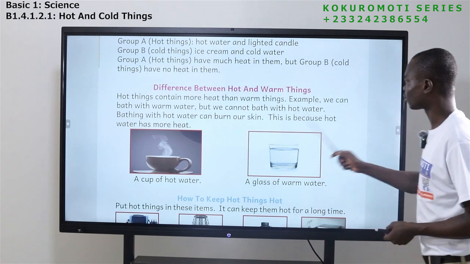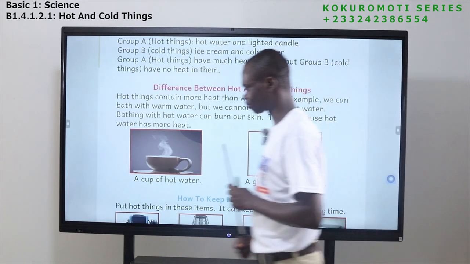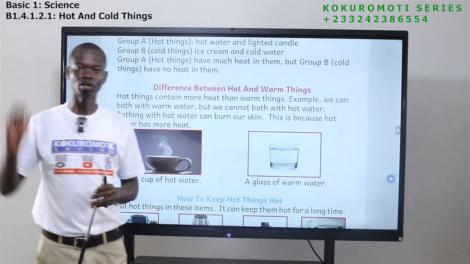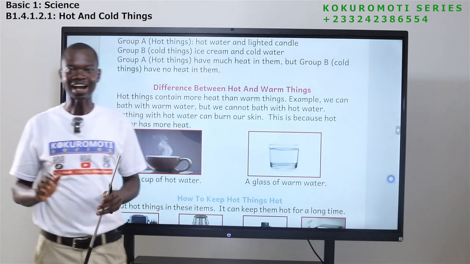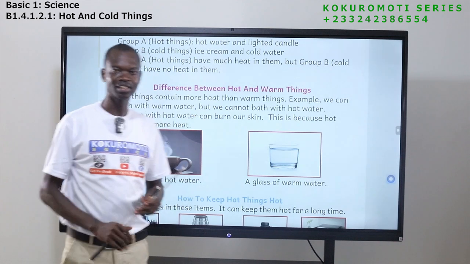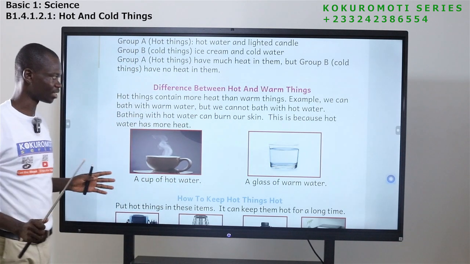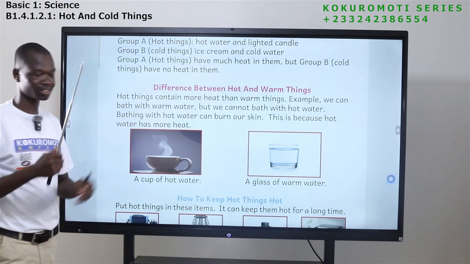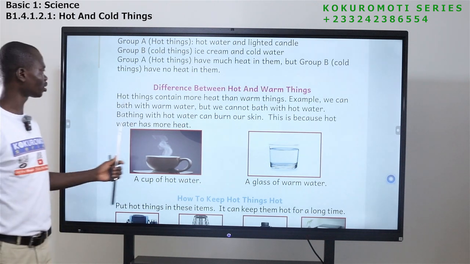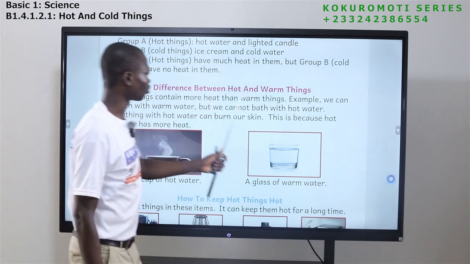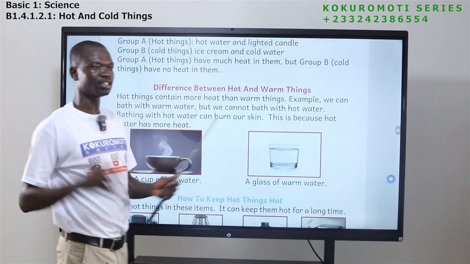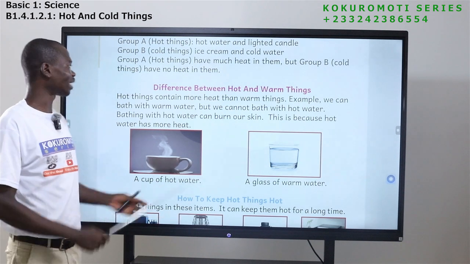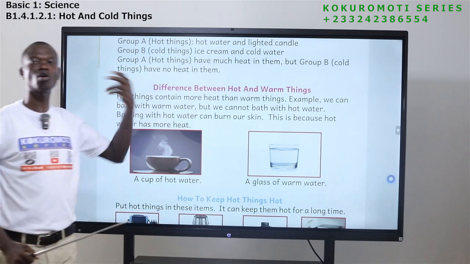Now let's come to this side: difference between hot and warm things. Now listen to me. The words hot and warm are two different words. Their meanings are not the same. So if you say something is hot or something is warm, what is the difference? Hot things contain more heat than warm things. So the two things, hot and warm, both contain what? Heat. But hot things contain more heat.